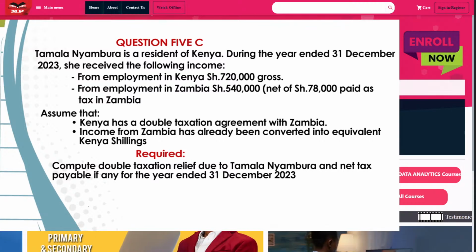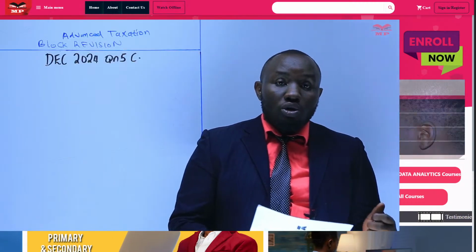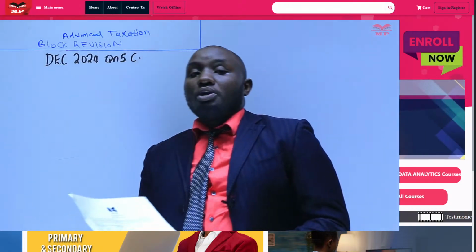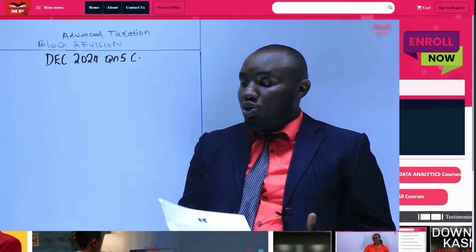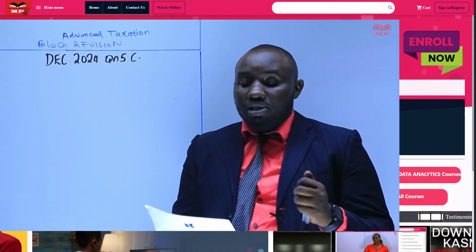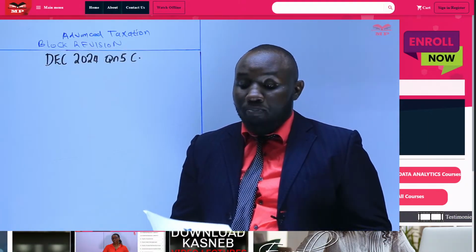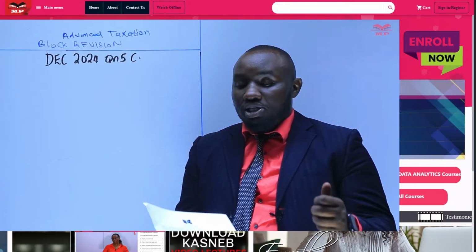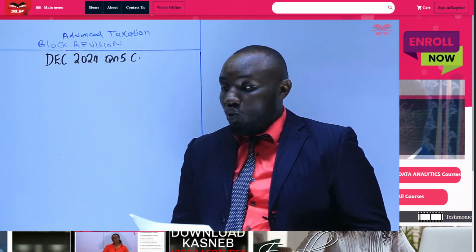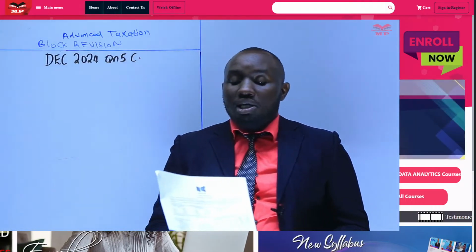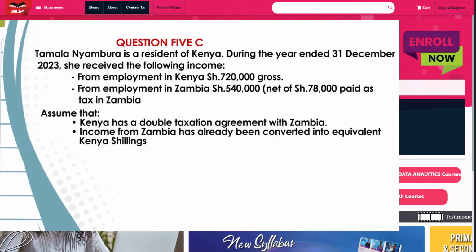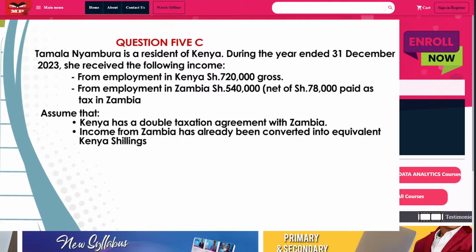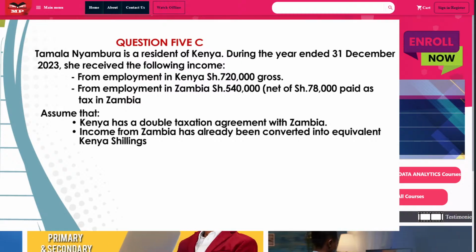So this is basically on taxation across the borders, and this is what we call double taxation relief. For example, when you have a resident that also earns incomes in another country, and precisely for this question, we have a resident called Tamala Nyambura, who is a resident of Kenya. She earns employment income in Kenya, but at the same time, there's also employment income in Zambia. During the year ended 31st December 2023, she received the following income.